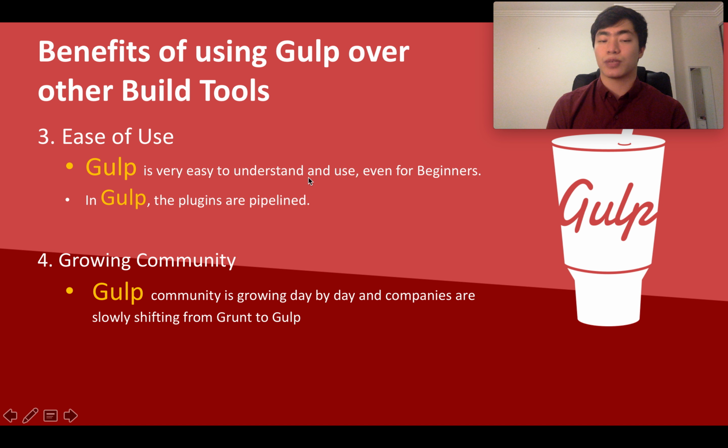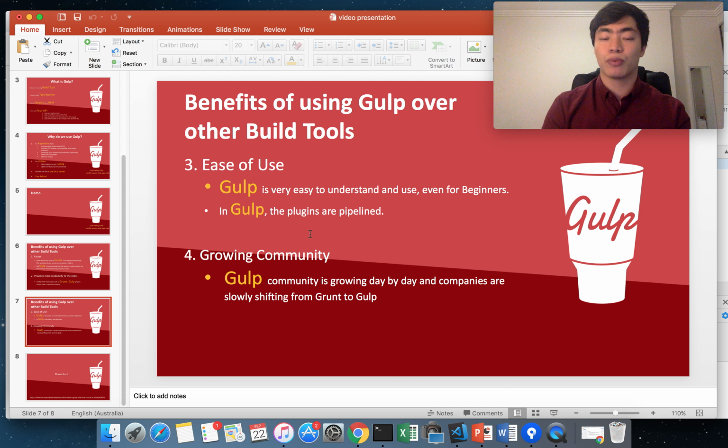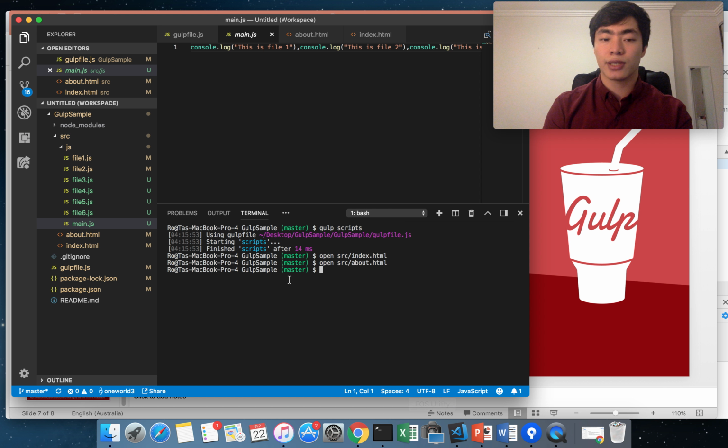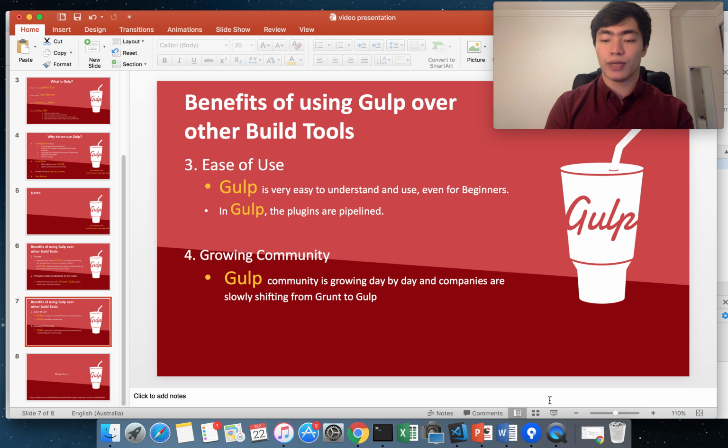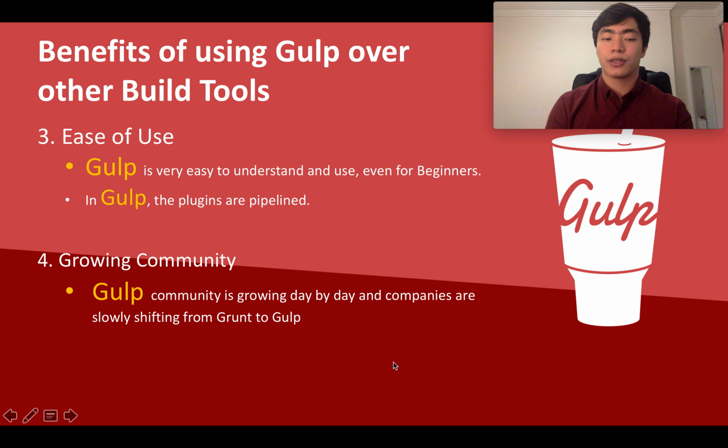It's very easy to use as well because in Gulp all plugins are piped, meaning that the output of one plugin is the input for another plugin. As you can see here, the output of the concat plugin, which is main.js, is used as an input to the uglify plugin. So this also makes it easier. And there is a growing community of Gulp that is increasing day by day, and companies are slowly shifting from Grunt to Gulp. I'm comparing with Grunt because Grunt is the most widely used build tool out there, and Gulp is slowly replacing it.